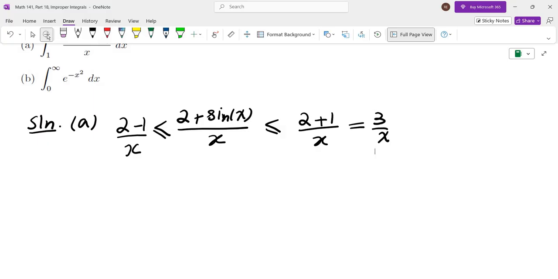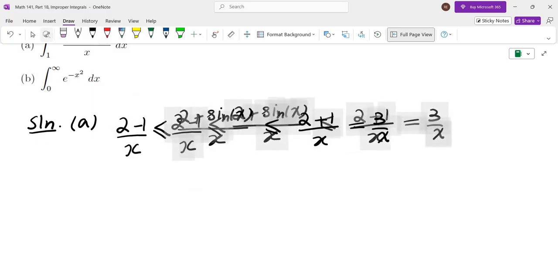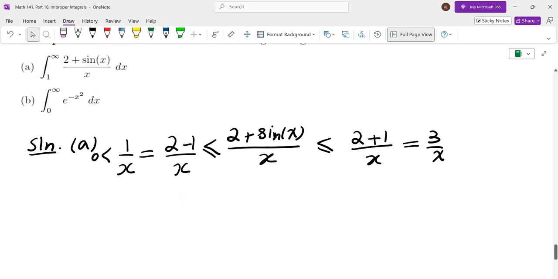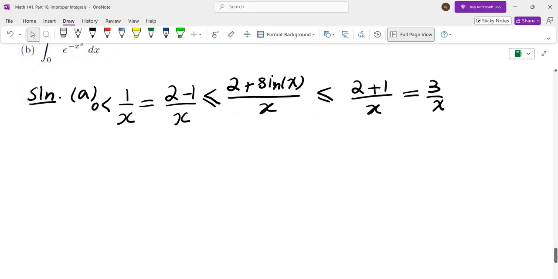So now, if we can determine that the integral of 3 over x is finite, that it converges, then we know that 2 plus sine x over x also converges. And of course, 1 over x is positive because x is between 1 and infinity. And if we show that the integral of 1 over x diverges, then the other one also diverges. So let's look at the integral from 1 to infinity of 1 over x dx.